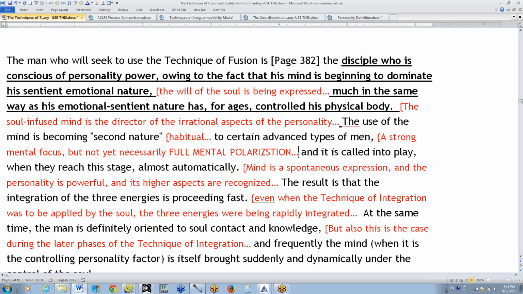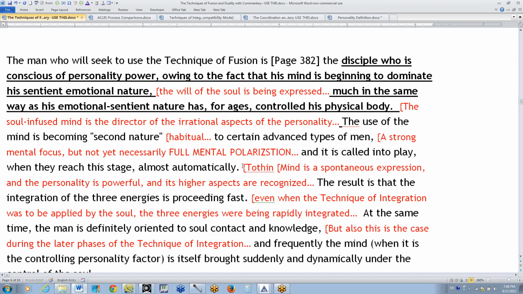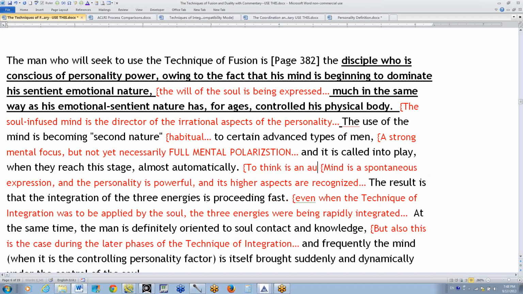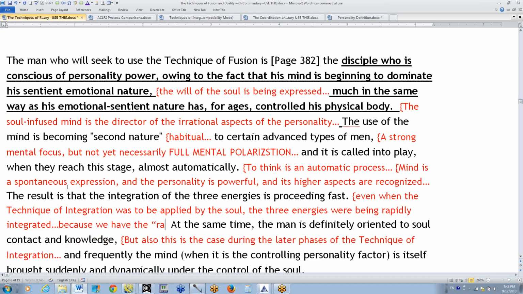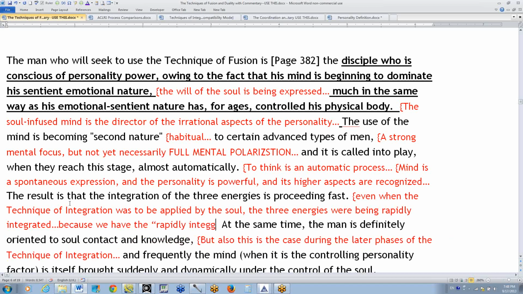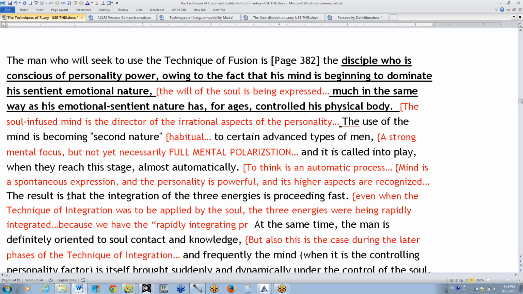And it is called into play when they reach this stage almost automatically. To think is an automatic process. It's not a laborious conscious process. So to think is an automatic process. The result is that the integration of the three energies is proceeding fast. Even as he says, the technique of integration is applied by the soul to the rapidly integrating personality. See, because we have the rapidly integrating personality.